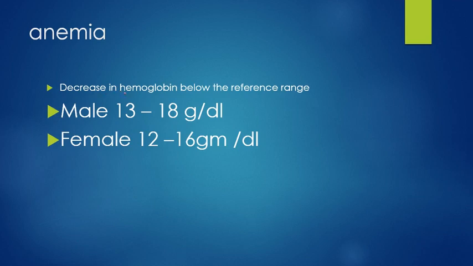Anemia is a decrease in hemoglobin concentration below the reference range. The reference range is 13 to 18 gram per deciliter in male and 12 to 16 gram per deciliter in female. If we express this value in a liter, it will become 130 to 180 gram per liter in male and 120 to 160 gram per liter in female. But remember, this value changes a little bit by 0.5, so don't confuse yourself, just remember these values.